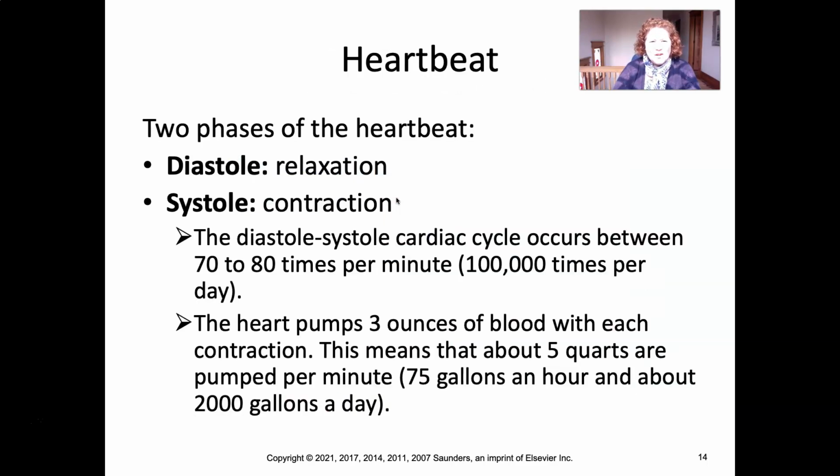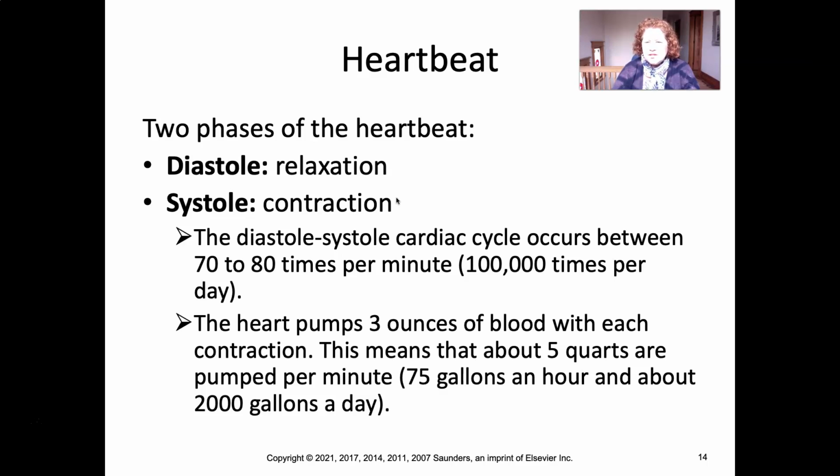Heartbeat. What is your heartbeat? There are two phases to it. There's diastole, which is the relaxation part, and then there's systole, which is the contraction part. Your cardiac cycle occurs between 70 to 80 times per minute normally, which means 100,000 times a day your heart is contracting and relaxing. It's no wonder they think of your heart as this big muscle that is a workhorse, because it is doing so much work constantly.